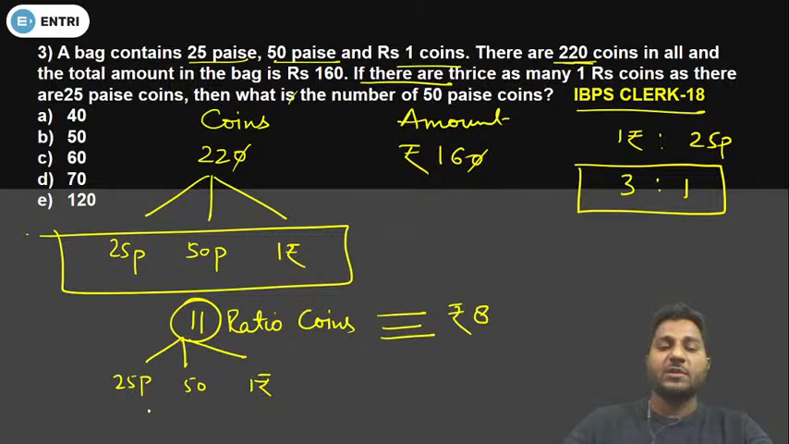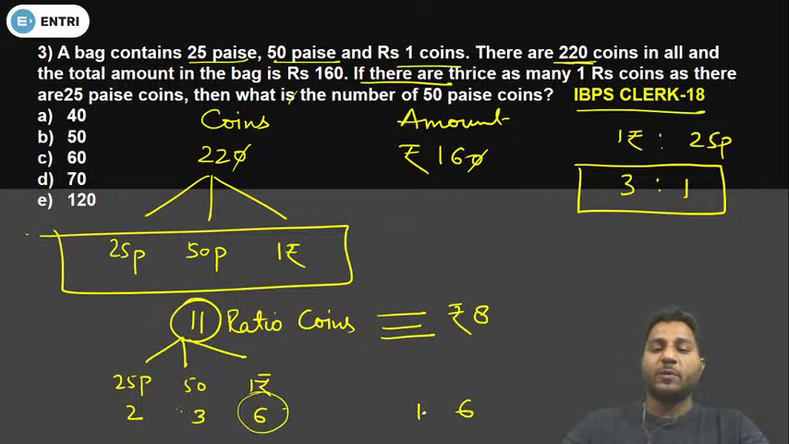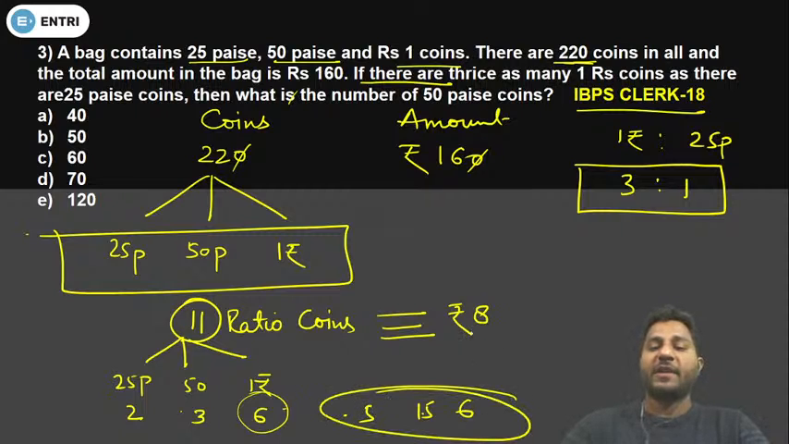Let's say that the 25 paise coins were 2. That means its thrice will be 1 rupee coins. That means only 3 coins have been left from 11. Now you know that these 6 coins will generate 6 rupees, these 3 coins will generate 1.5 rupees, and these 2 coins will generate 0.5 rupee. That means 8 rupees has been matched.